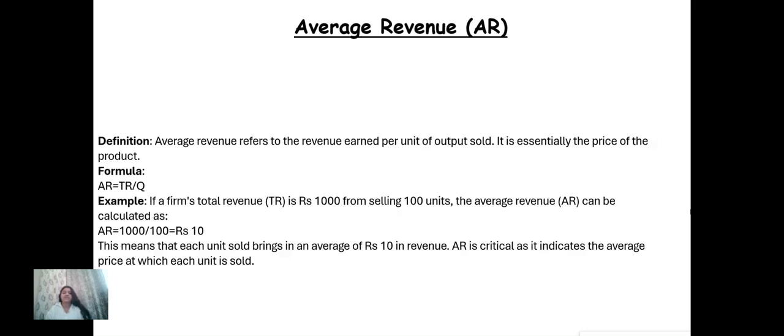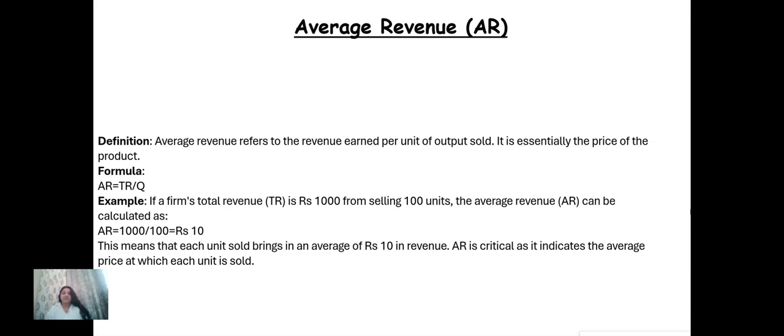Next one is average revenue. Basically, average revenue defines the revenue earned per unit of output sold. Basically, this is the price of the product. As marginal revenue is calculated as TR divided by Q, here the formula is the same, and instead of MR, we just take AR.